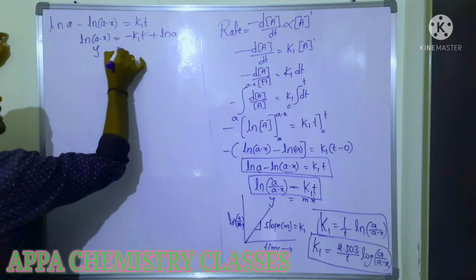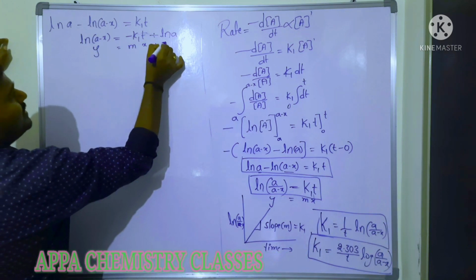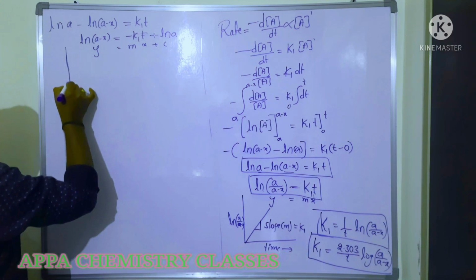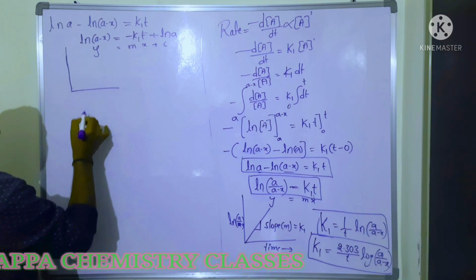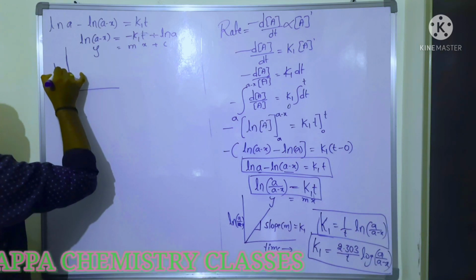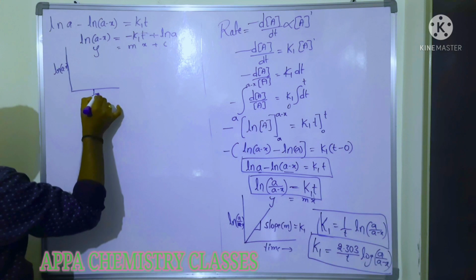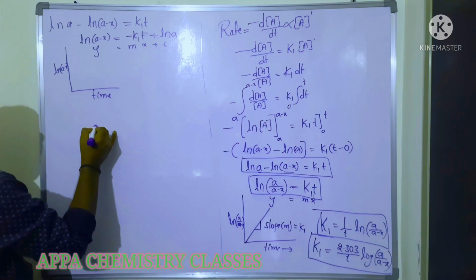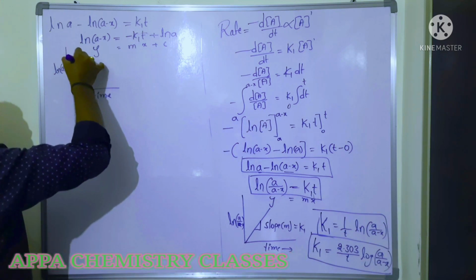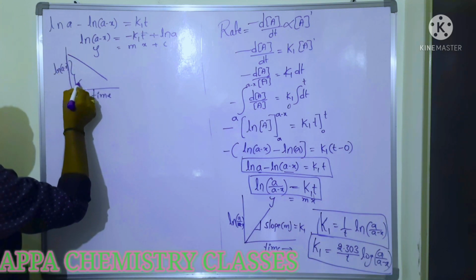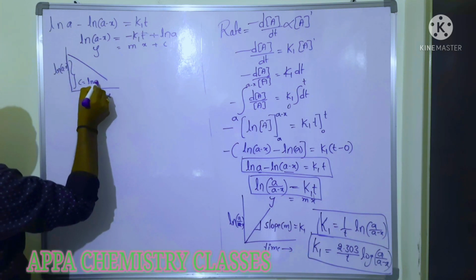How is it? It is in the y equals mx plus c form. Now here, what is the slope? Slope is negative slope. So on the y axis what are we taking? ln of (a minus x). On the x axis we are taking time. Okay, now we are getting a negative slope like this. This is the intercept, c is equal to ln a.